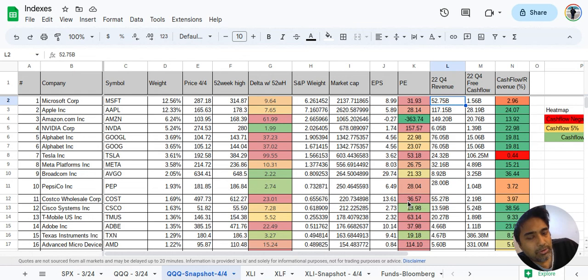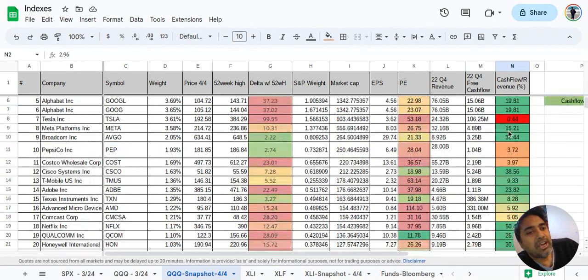So here I wanted to capture all this different data for the PE, the EPS, the revenue, the free cash flow, not all of the data, just this much, and then calculate the free cash flow of the revenue for these companies in the last quarter. And basically, you got this 1.56 billion of free cash flow out of this much revenue in Q4, and your free cash flow divided by revenue is 2.96, right?